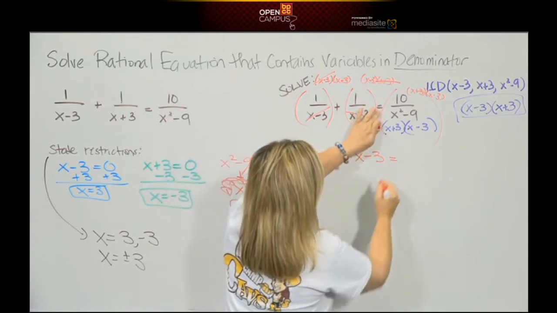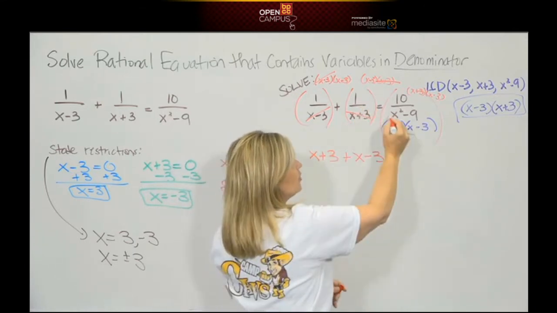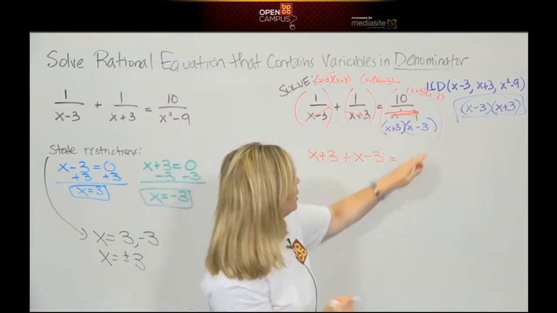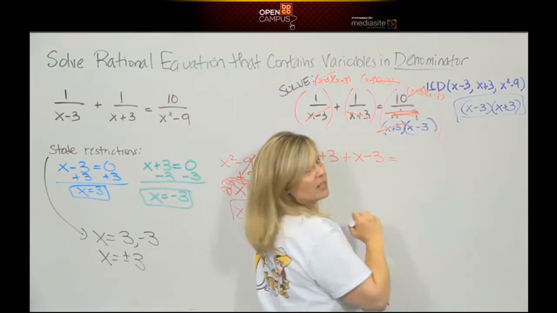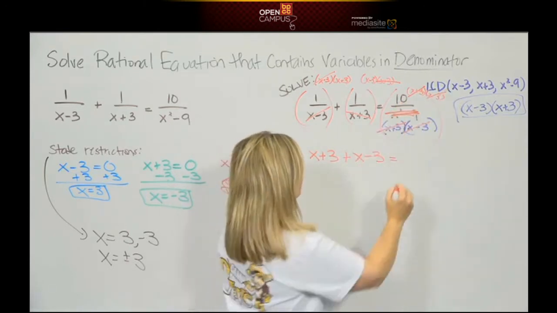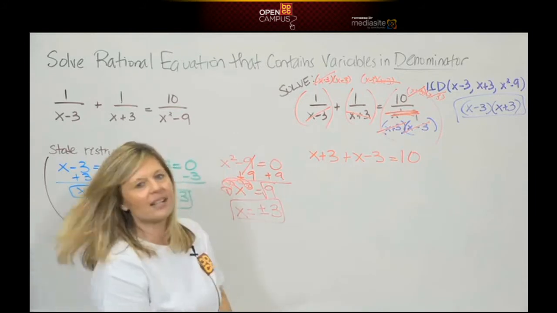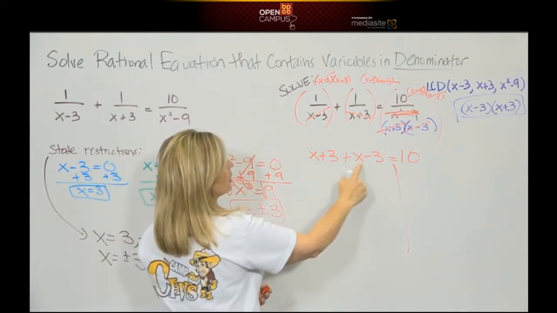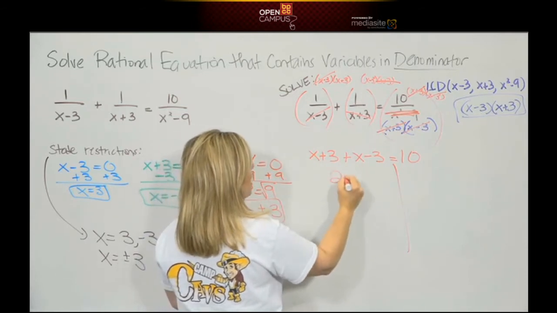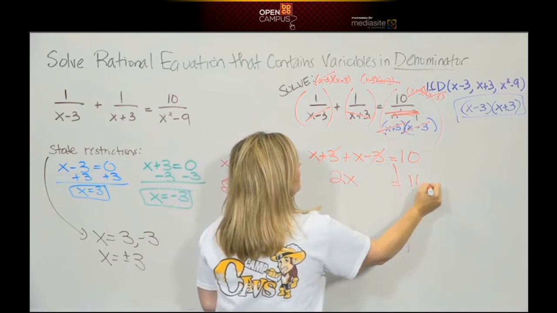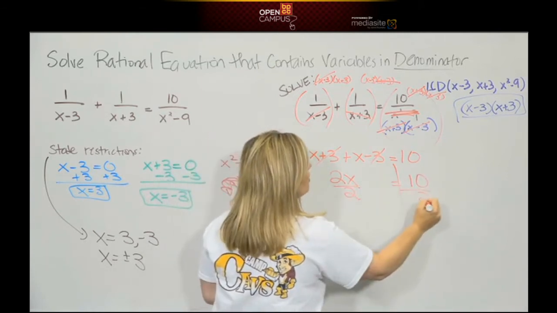Bring down the equals. In the third fraction, this denominator is not x squared minus 9 anymore because you factored it. Will the x plus 3 and x plus 3 divide out? The x minus 3 and the x minus 3 divide out? You're just left with 10. You now have a simple linear equation. I'm going to collect like terms. X and x is 2x. Positive 3 and negative 3 cancel out. If 2x equals 10, I'll divide by 2.